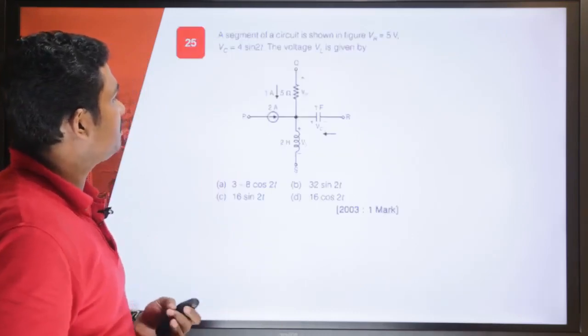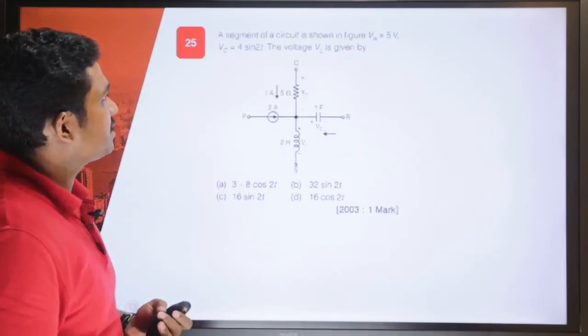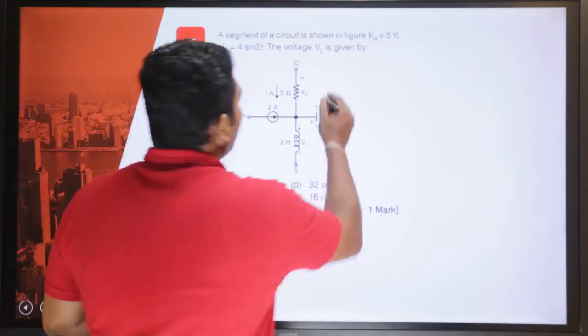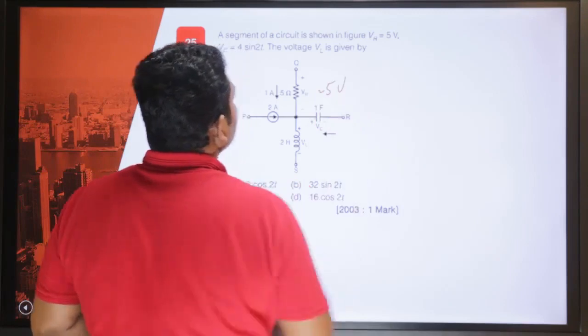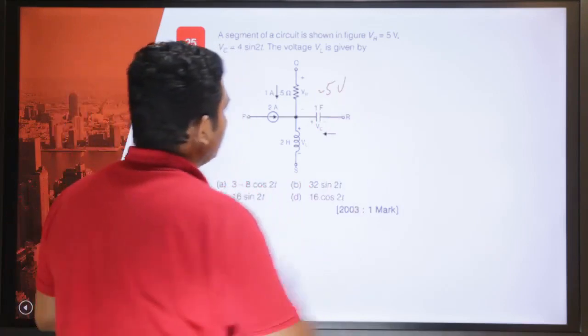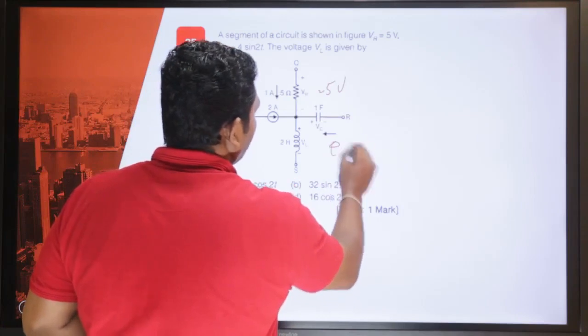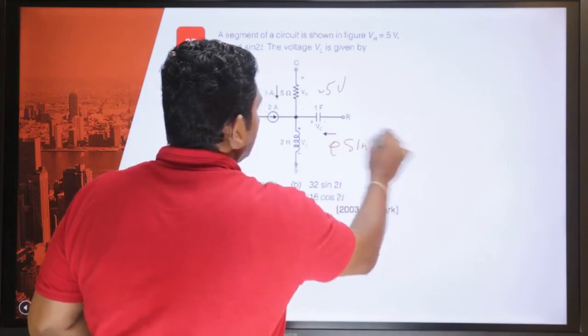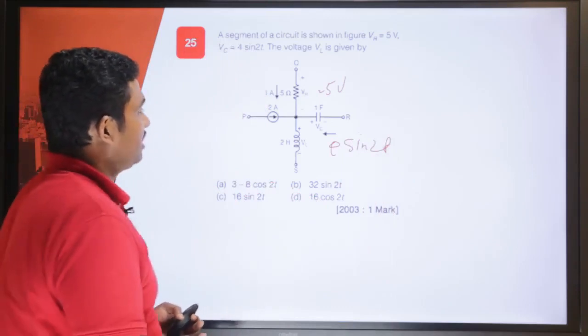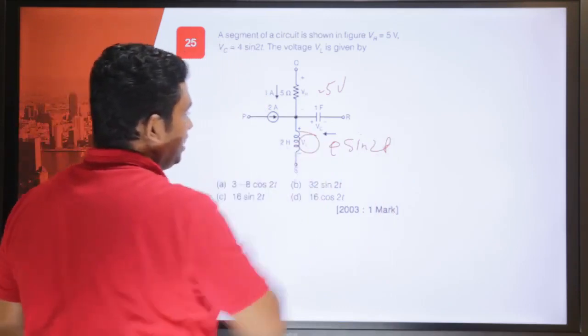Now moving on to question number 25. A segment of a circuit is shown in the figure. VR is given as 5 volt. VC is equal to 4 sin 2t. We have to find the value of the voltage VL.